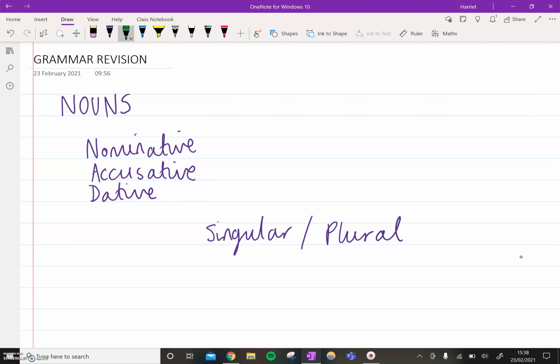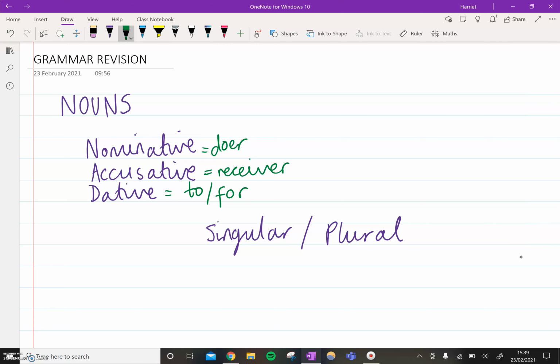We know three cases. We know the nominative, which is the doer of an action. We know the accusative, which is the receiver of the action. And we also know the dative now, which means to or for that thing or that person. We also know that nouns can be either singular or plural. So whether a noun is nominative, accusative or dative, they can also be one person or more than one person.